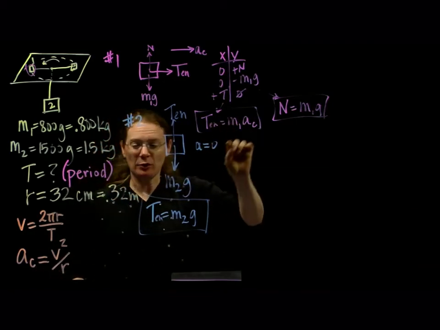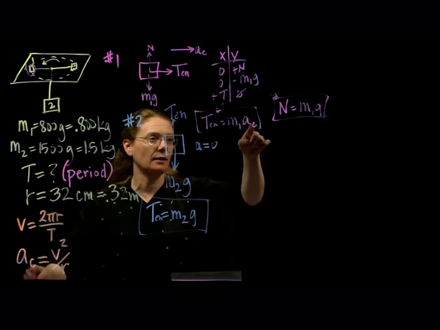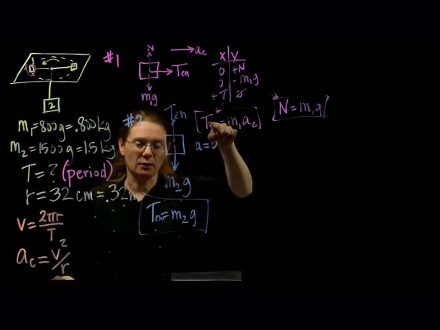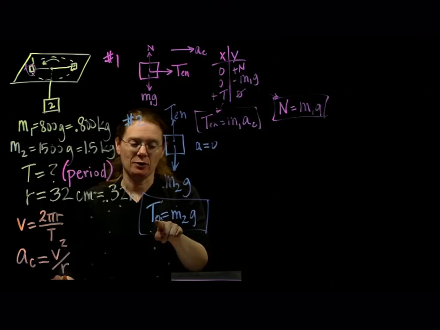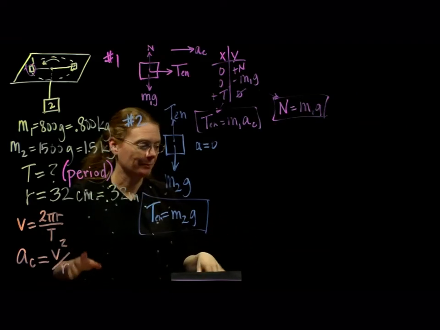So if I'm looking for period, I have that. I need v. I can get v from this if I have AC. I can get AC from this if I have tension. How do I get tension? Well, I have another equation for tension here, relating it to the weight of the second object. I have enough information. I can do it.